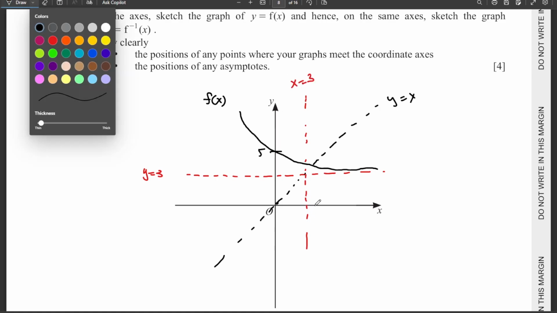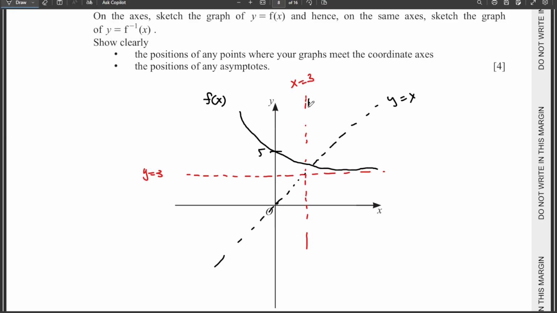Alright, so x equals 3, it will come from here, meet here, and go this way. So reflected, right? Oh, maybe I can draw a bit nicer. Yeah, draw nicely, a bit smooth. So the reflection, as long as it's somewhat reasonable, it doesn't have to be 100% accurate, right? Then we label it as f inverse.